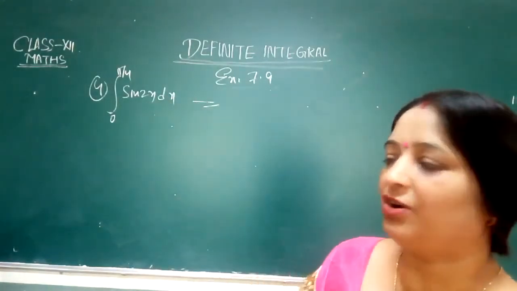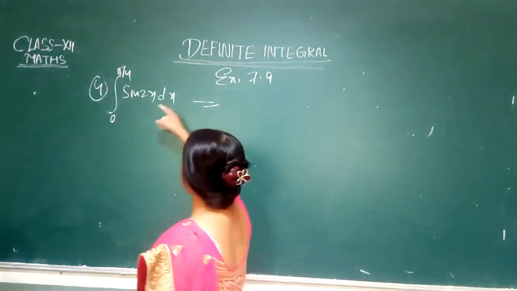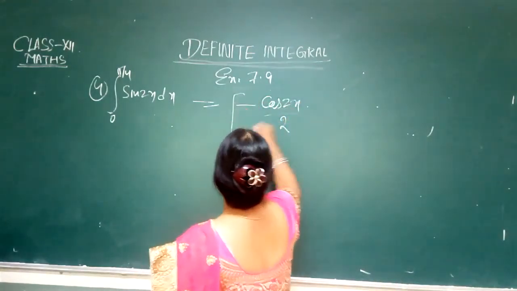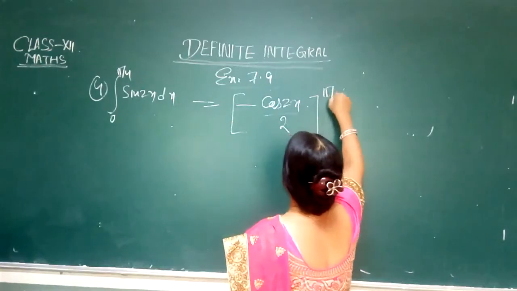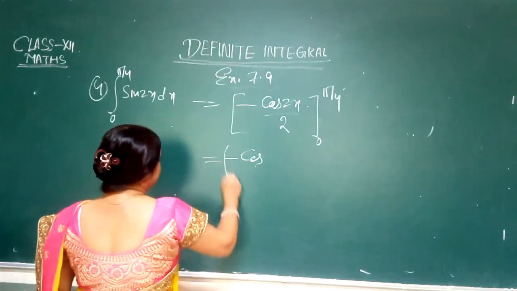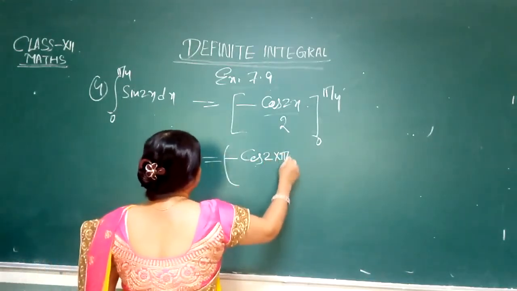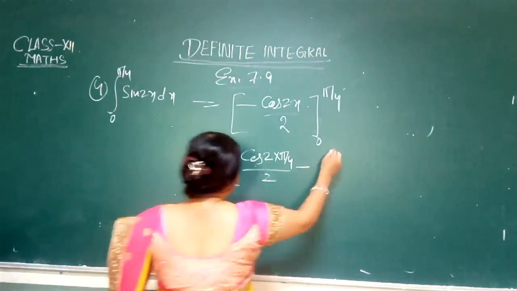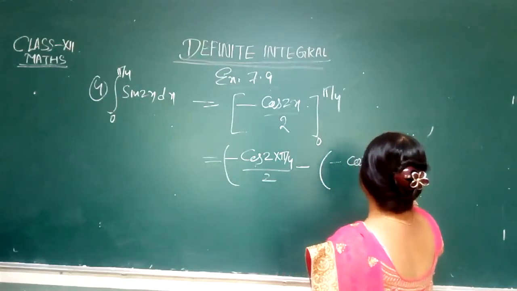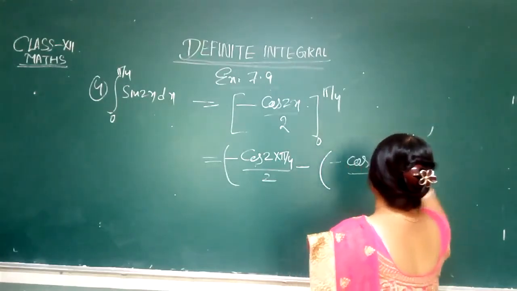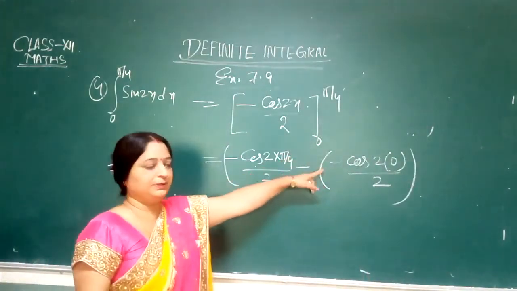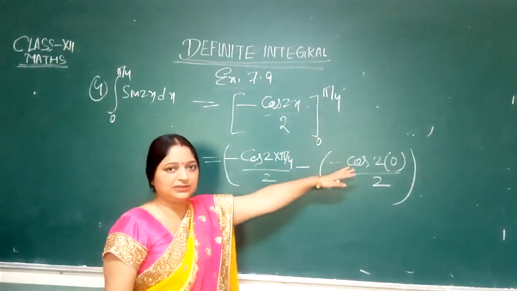That is minus cos x, but here sin 2x, so it will come minus cos 2x upon 2 with limit 0 to pi by 4. So after that it will come minus of cos, apply the limit 2 into pi by 4 upon 2 minus, and again minus here this one, minus cos 2 into 0 upon 2. In the place of x we are putting the upper limit first and lower limit. What is the formula? Upper limit minus lower limit.